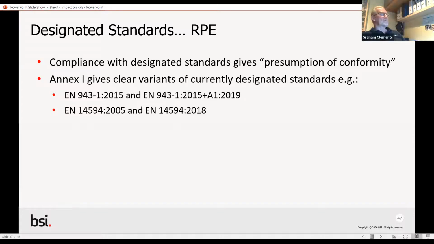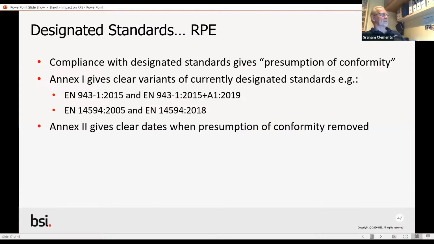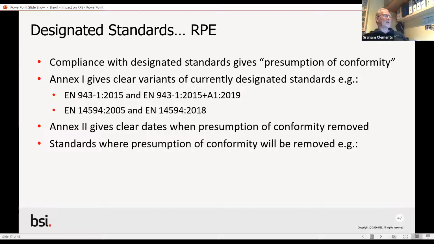And these designated standards give presumption of conformity. So Annex 2 gives clear dates when presumption of conformity is removed as well. So standards where the presumption of conformity is removed in RPE at the moment, for example, EN 943-1 2015, you won't be able to use it for presumption of conformity beyond 19th of November 21. So you haven't got very long left. And there are significant changes between those 2 standards. And it appears to be clothing, but it's actually a breathing suit. So it is RPE in clothing form, should we say.